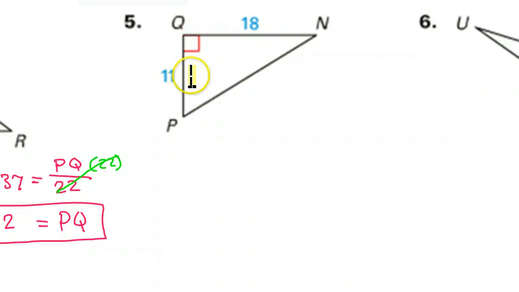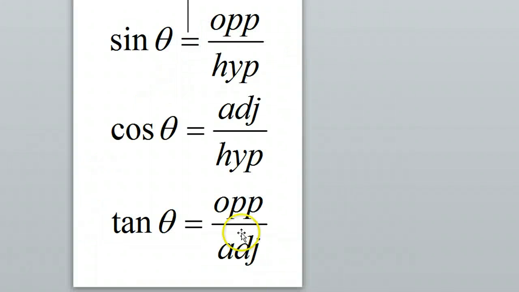Looking at angle P, angle P is this angle right there. And then we've got the 11 and we've got the 18. So we have to ask ourselves, which trig function am I about to use? From angle P, 11 is adjacent, because adjacent means right next to, and the 18 is opposite, because opposite means across from. So we've got opposite and adjacent. Which trig function is that? That's the tangent function, opposite over adjacent.